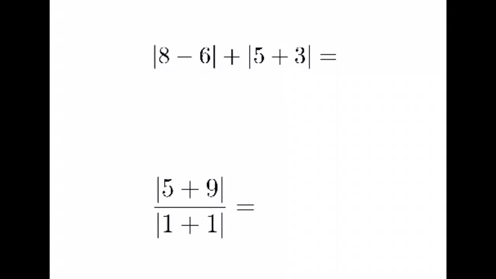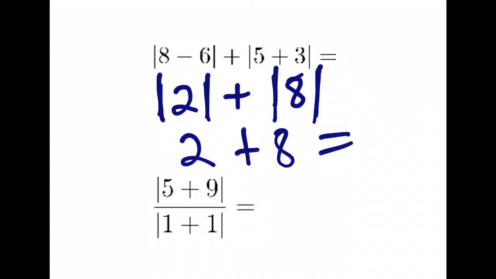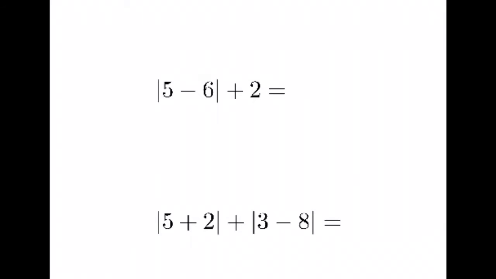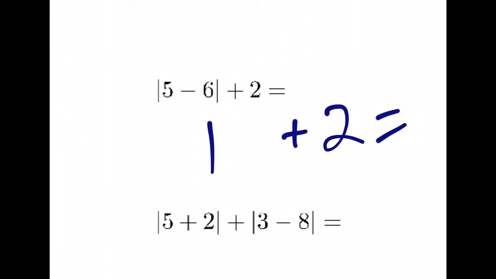Or I could do that twice, and this becomes the absolute value of 2 plus the absolute value of 8. And we know that those are going to come out positive. Let's make those taller so we can tell they're absolute value brackets. So it's really just 2 plus 8, which is 10. Don't be tricked by negatives. For example, if we take 5 minus 6, this becomes the absolute value of negative 1. And if we're adding 2 to that, that's the same thing as 1 plus 2, so we just get 3.